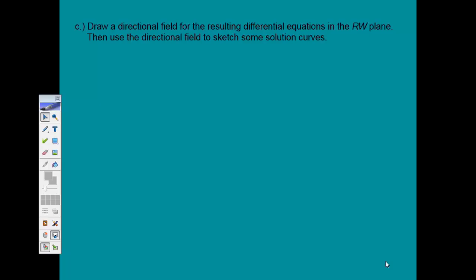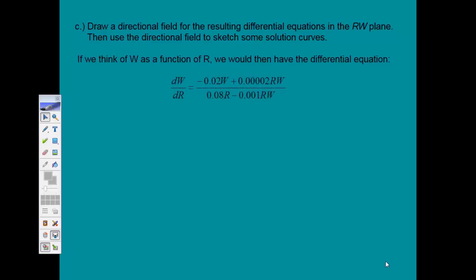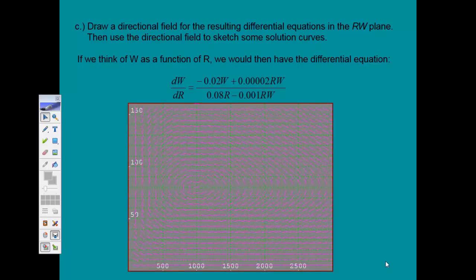Part C, draw a directional field for the resulting differential equations in the RW plane. Then use the directional field to sketch some solution curves. So here is our differential equation now, our dw/dr. We're looking at the rate of change of wolves with respect to the rate of change of rabbits. Here is the directional field.